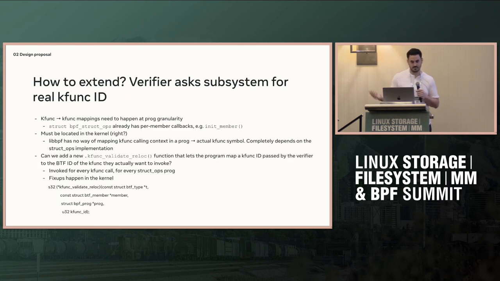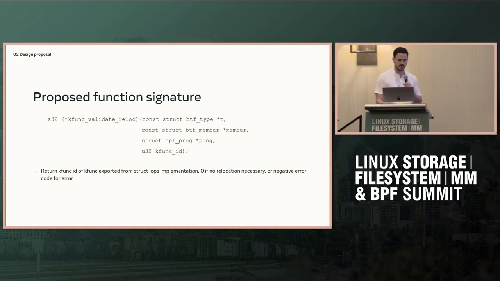So how can we extend this? The seemingly obvious answer, potentially, is that the verifier asks the struct ops implementation what kfunc it should actually use. For example, we could add a new callback invoked from the verifier so that for every member of the struct ops program, every time we see a kfunc call, we call back into the struct ops implementation with a new callback, something like this kfunc validate reloc function. The struct ops implementation would be responsible for saying, here's the actual kfunc ID that you should use instead, or that's not allowed, don't load this program, or just use the one that's already there, that's fine.